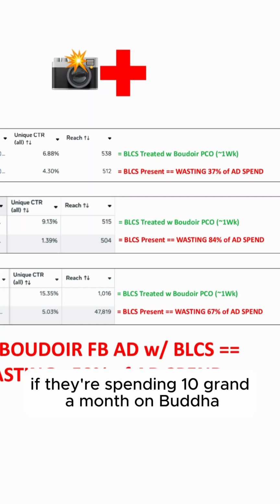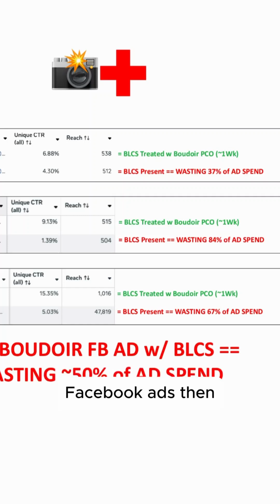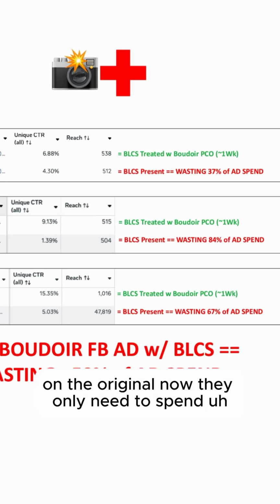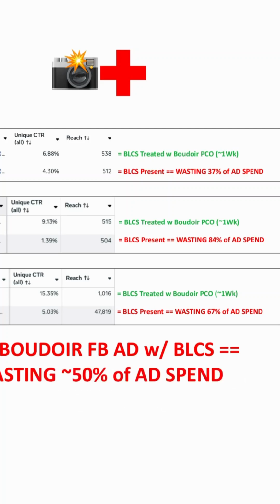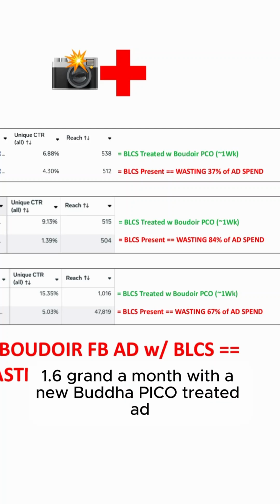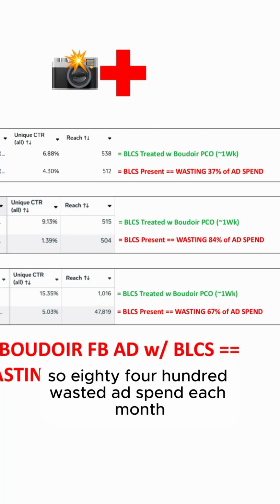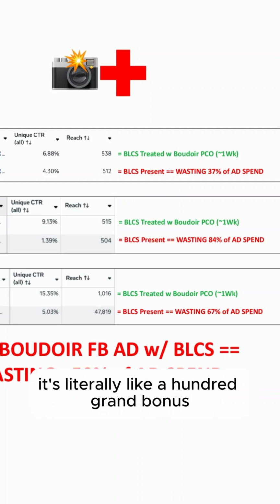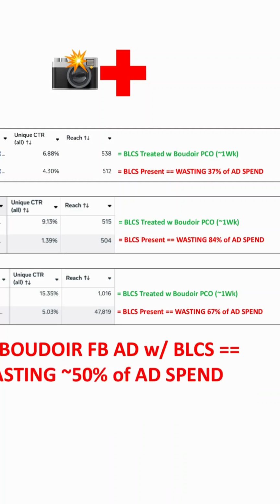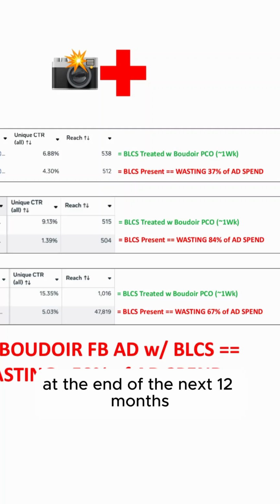Again, if they're spending 10 grand a month on Boudoir Facebook ads on the original, now they only need to spend 1.6 grand a month with a new Boudoir Pico treated ad and get their ads into the same number of women's brains, in both scenarios. So $8,400 of wasted ad spend each month is eliminated, back in their pocket. It's literally like a $100,000 bonus at the end of the next 12 months.